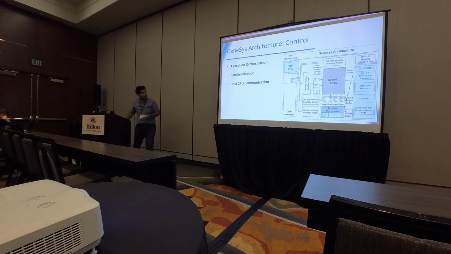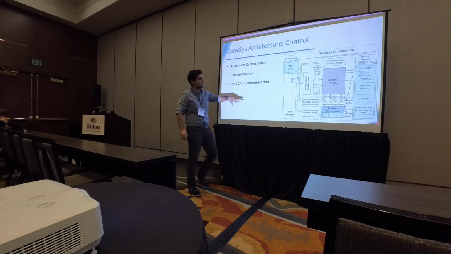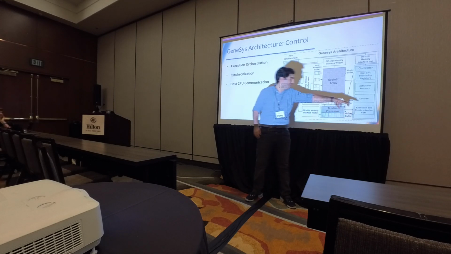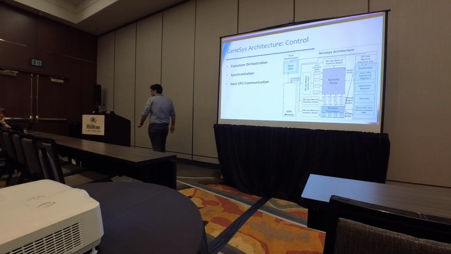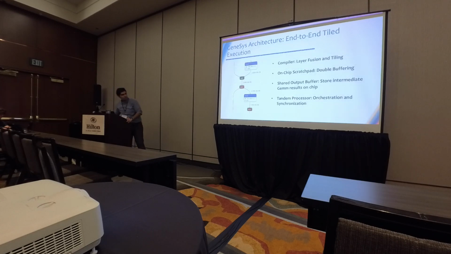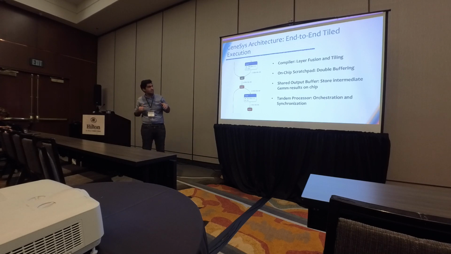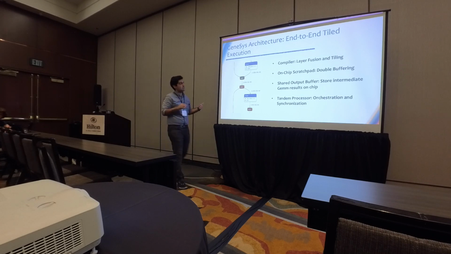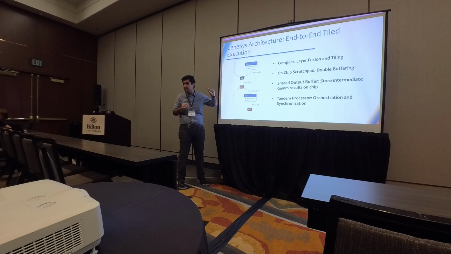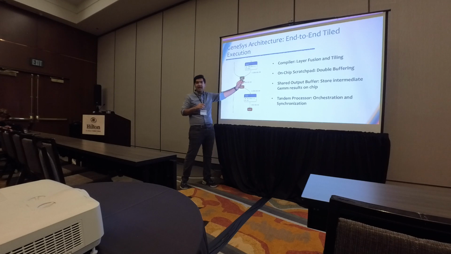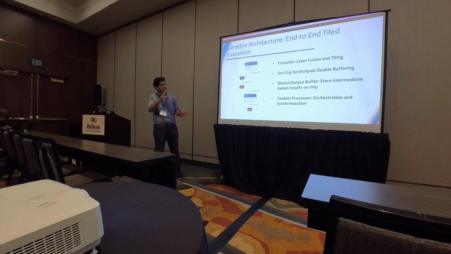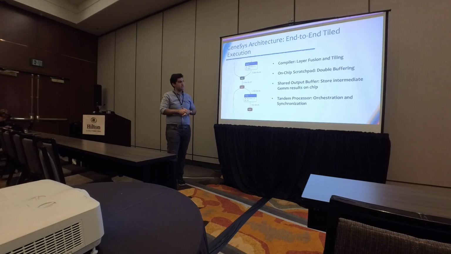So as I mentioned, these are the blocks inside the Tandem processor that handle the execution control, orchestration, and synchronization. I think we mostly talked about these things, so I'm just going to run through them real fast. As I mentioned, we have the sequences of execution of the layers decided at compile time. The compiler decides the best way to fuse layers together, for example fusing a convolution with a ReLU, to leverage software pipelining. And there is double buffering on the scratch pads, which we do at the tile level.